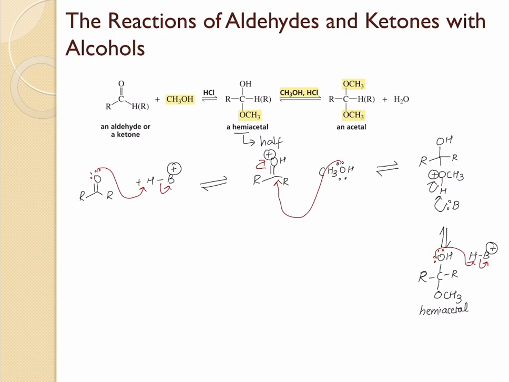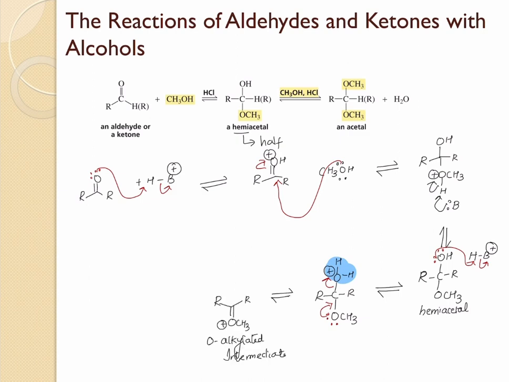Let's draw the structure for it. So here is the protonated tetrahedral intermediate. Now the electrons that are present on this oxygen are going to thrust in to form the double bond and kick out the water molecule. So the water molecule is going to get eliminated at this stage. And this will result in an O-alkylated intermediate. Here is our O-alkylated intermediate, which is a very reactive species because it has got a positive charge on this oxygen.